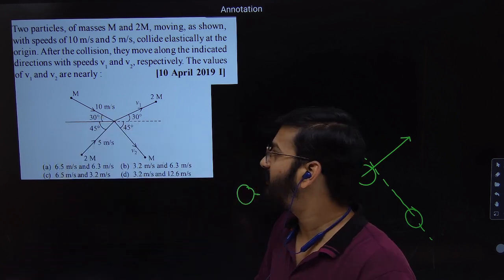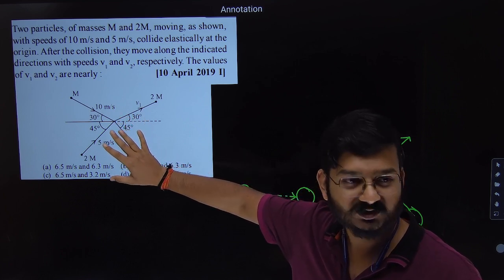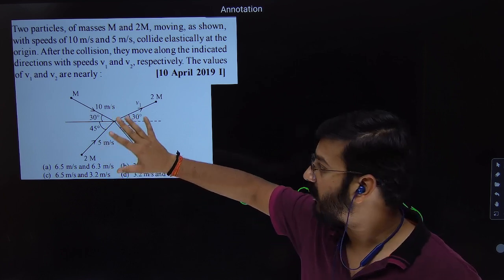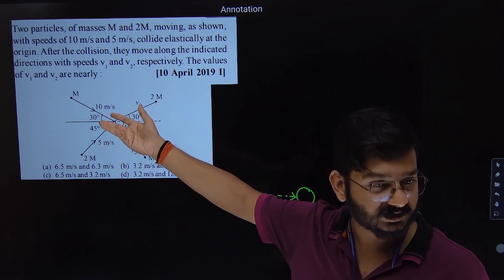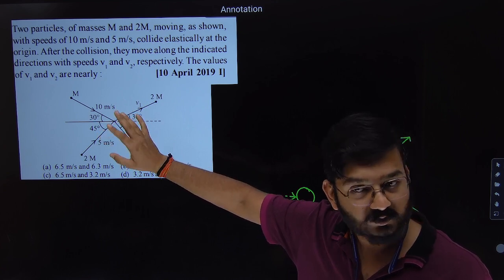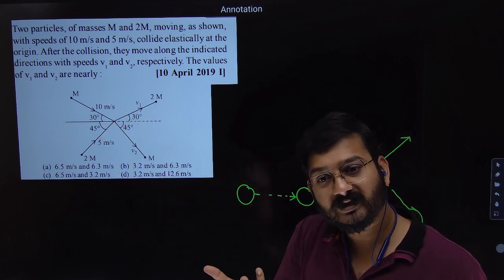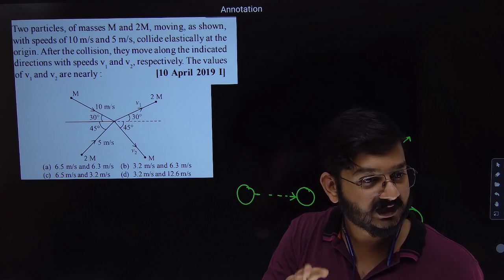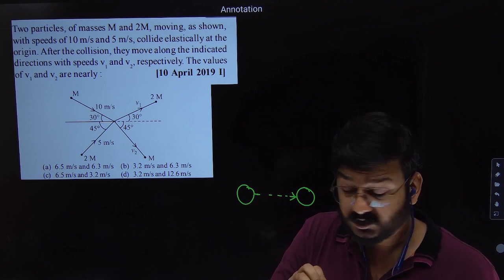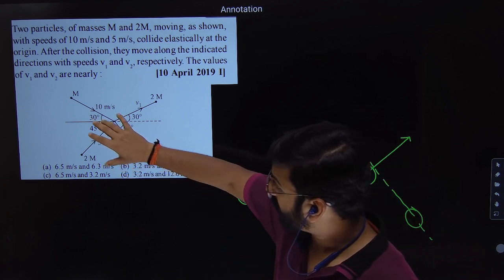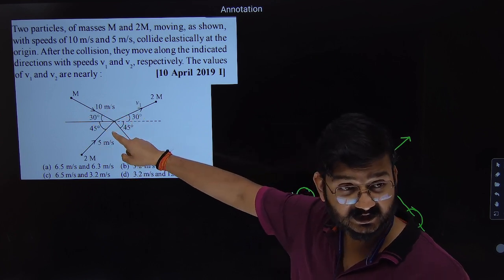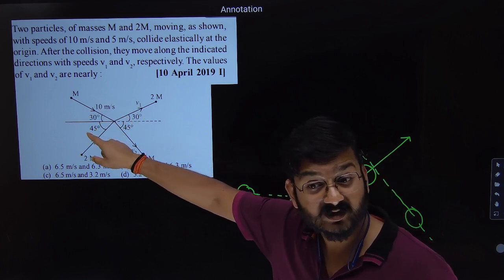But what we call this also as oblique collision. This is not exactly oblique. We call this as collision in two dimension. Collision in two dimensions. So oblique collision is also an example of collision in two dimension. So here what is happening? The object is moving in a plane. You can see that it is not in x or y. It is in xy plane.